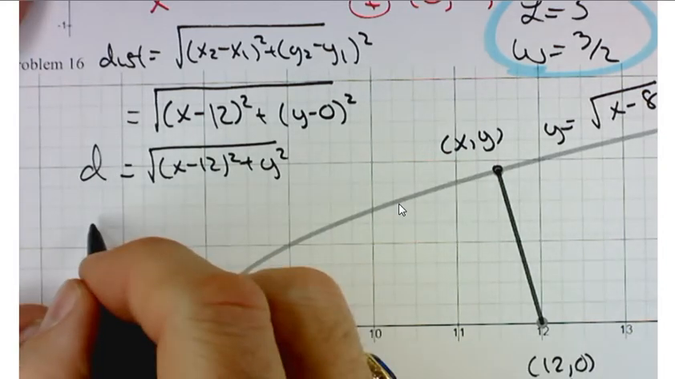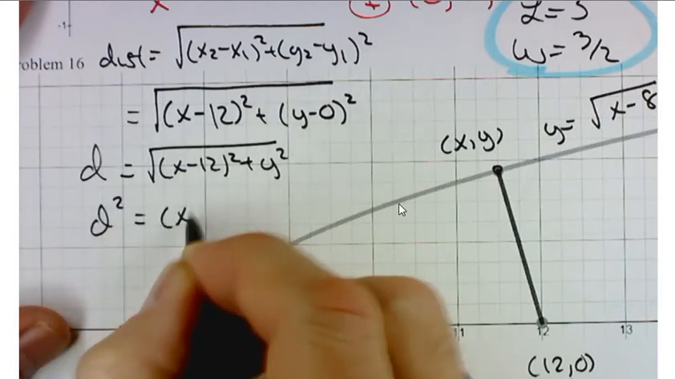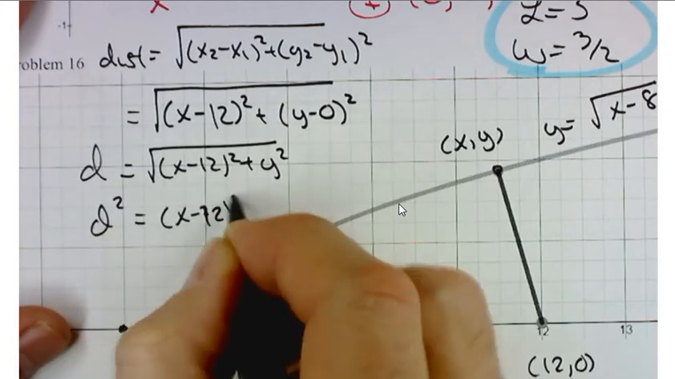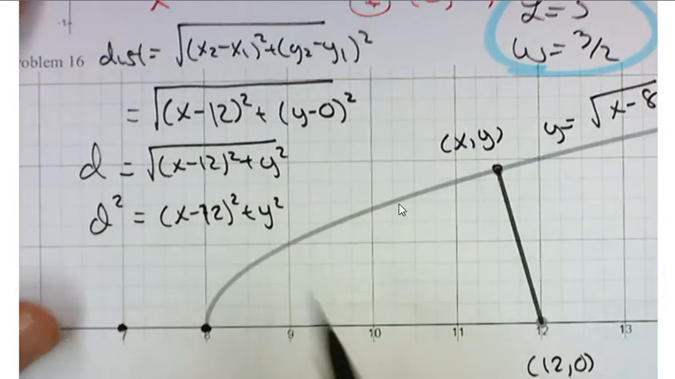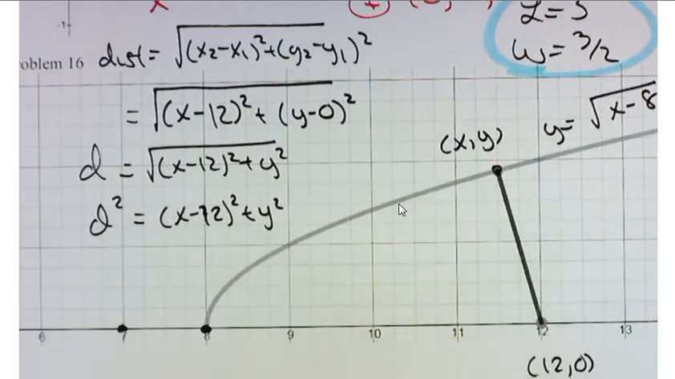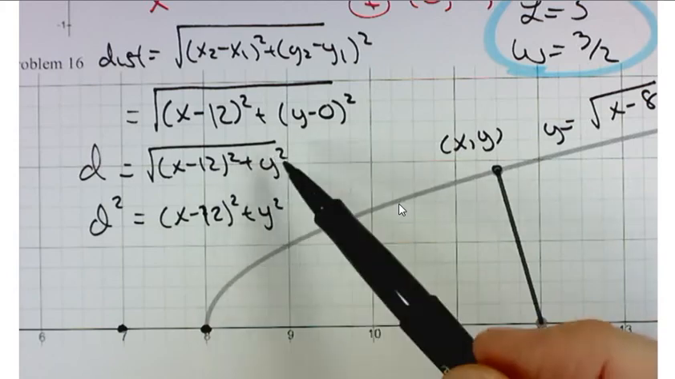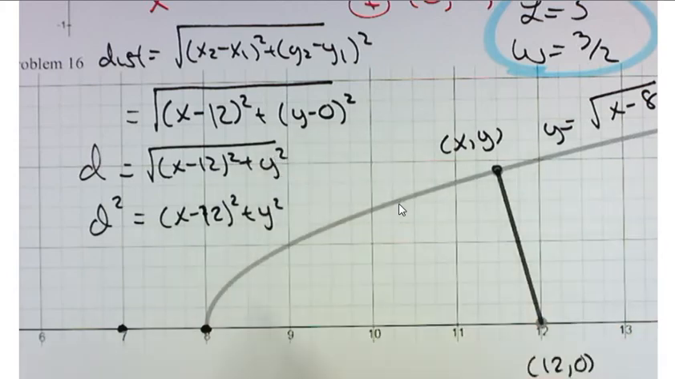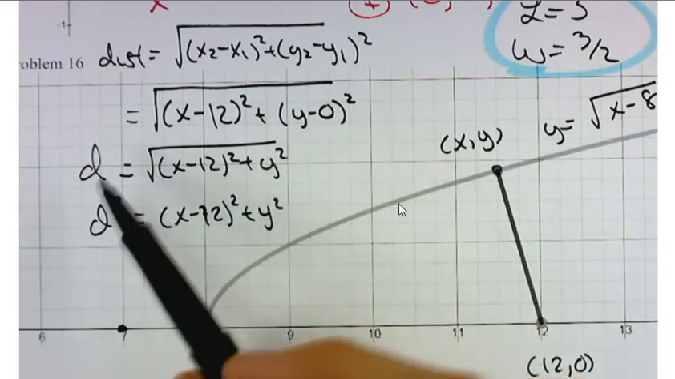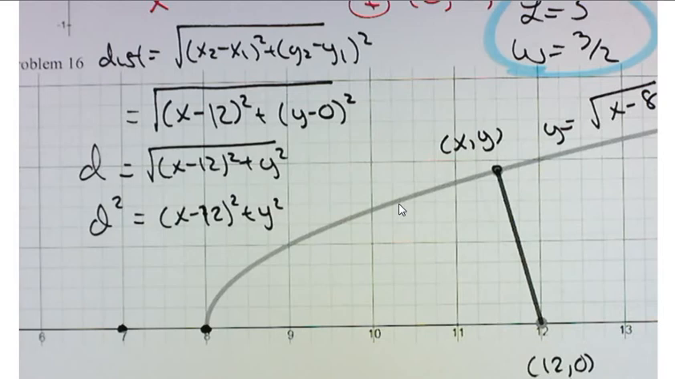Well, it's good enough to minimize the square of this distance. So if I square both sides, I get (x minus 12) squared plus y squared. I want to minimize that. They're going to give us the same value. But can anyone see the benefit of going from one to the other? Why would I want to minimize the square of this as opposed to the distance? Yeah, get rid of the square root. It's a lot easier in terms of differentiating, solving, etc.